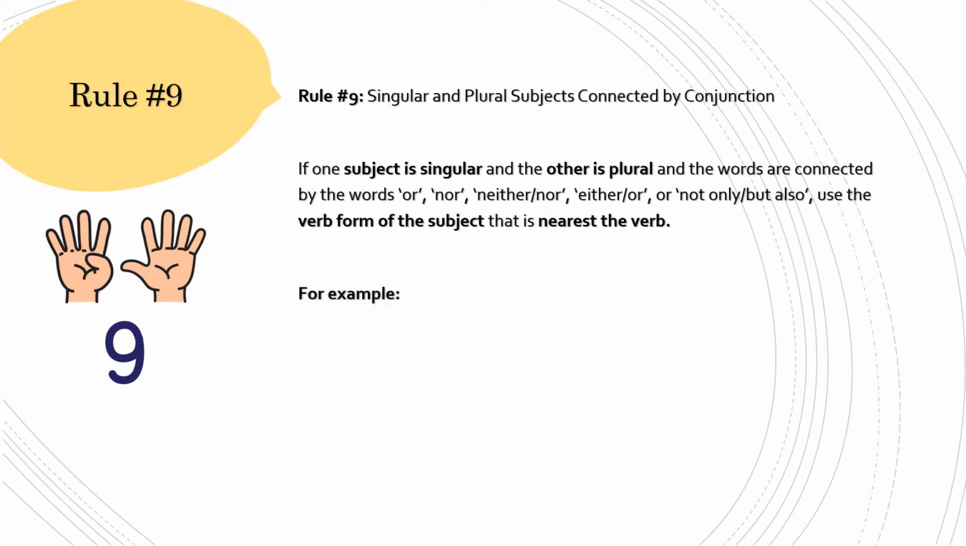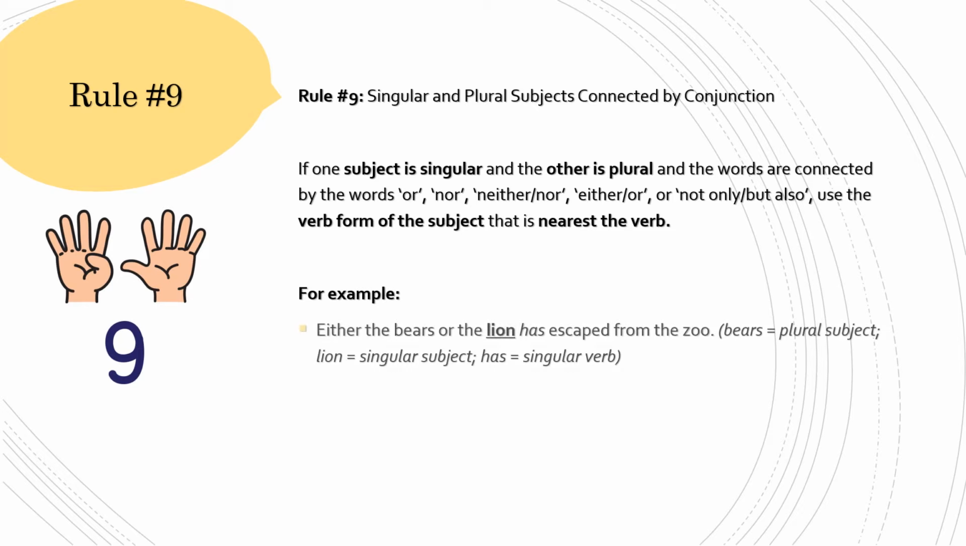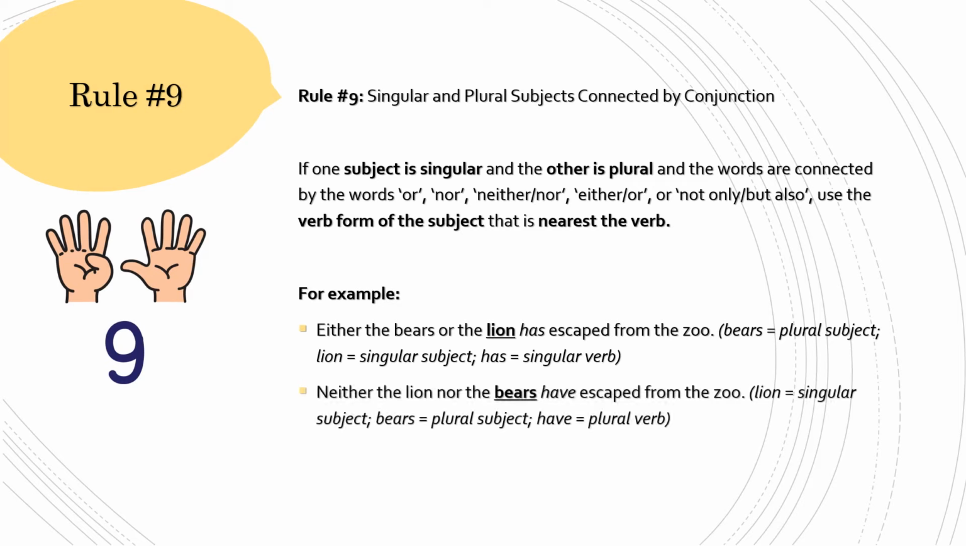For example, either the bears or the lion has escaped from the zoo. Bears is the plural subject and lion is the singular subject and has is the singular verb. Neither the lion nor the bears have escaped from the zoo. Lion is the singular subject and bears is the plural subject and have is the plural verb.